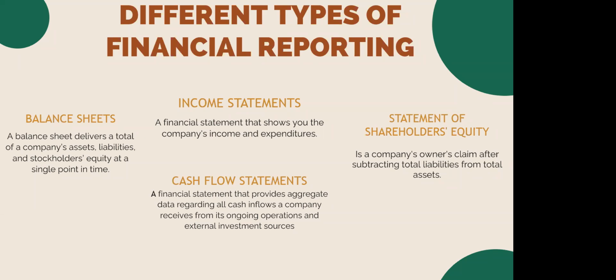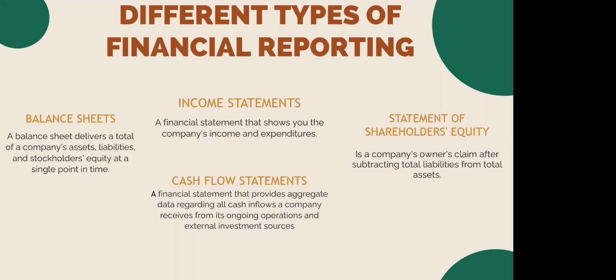This is more labeled in layman's terms for a for-profit, but I also use the terms for a nonprofit. Balance sheets, also known as the statement of financial position. A balance sheet delivers a total of a company's or organization's assets, liabilities, stockholders' equity, but in the nonprofit world, net assets at a single point in time. Income statements, we utilize that as calling that statement of activities. Financial statement that shows your company's or organization's revenue and expenditures.